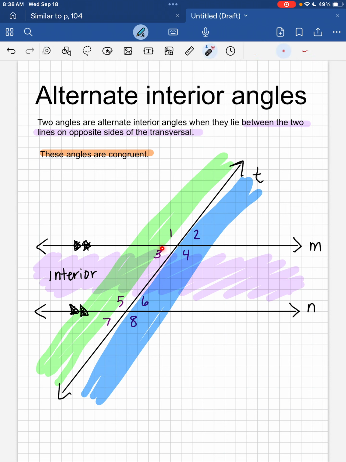So we're looking at these angles 3, 4, 5, and 6. The ones that are on opposite sides are 3 and 6. The ones that are on the same side are 3 and 5. Do you see the difference?